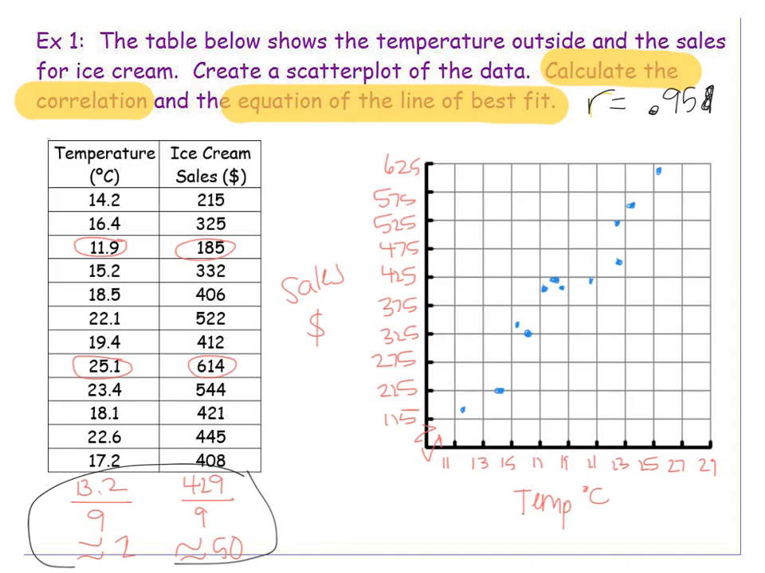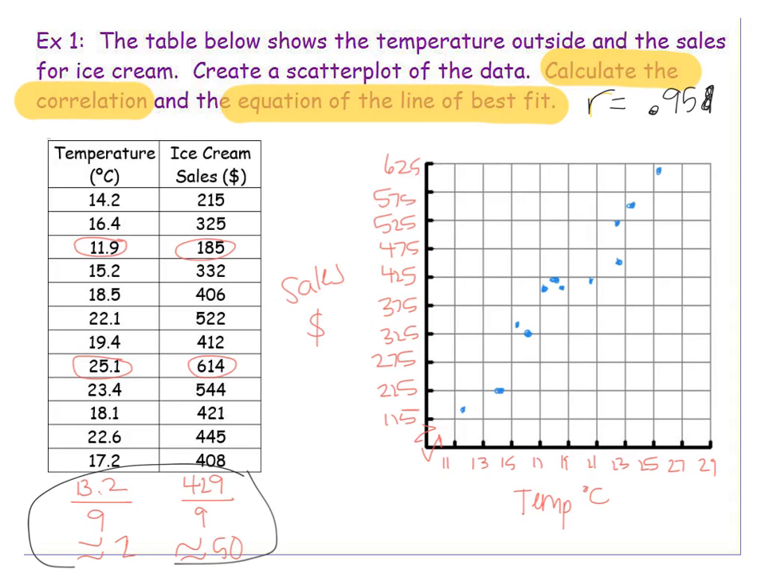But again, that was from the last video. Now, our issue is, how do we get the line of best fit? Well, that's the beautiful thing. The screen that gave us the correlation is the same screen that will give us the line of best fit.